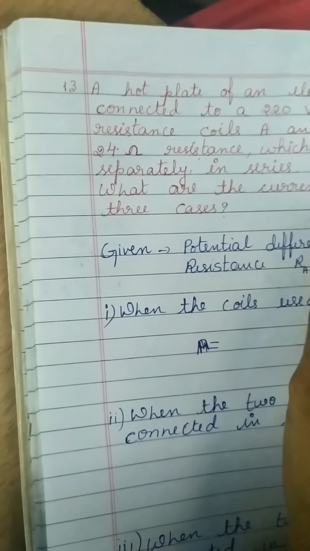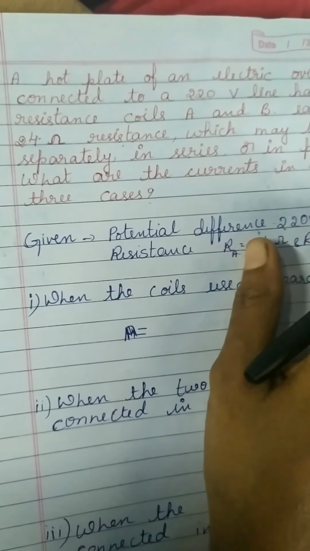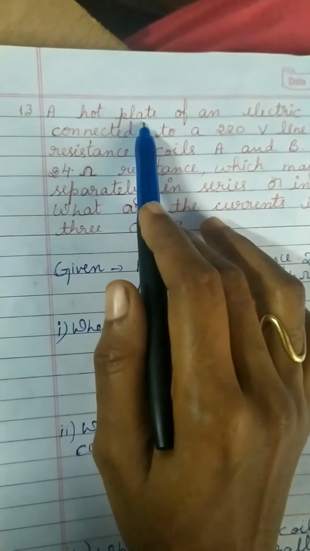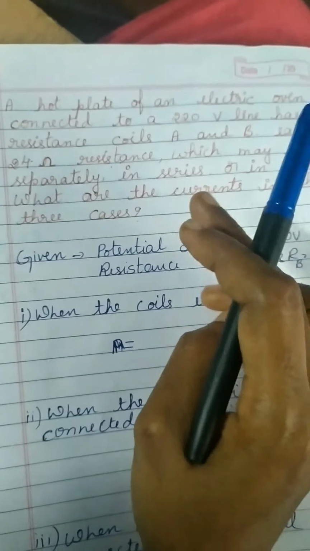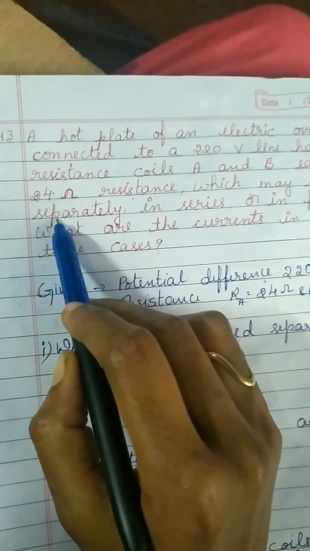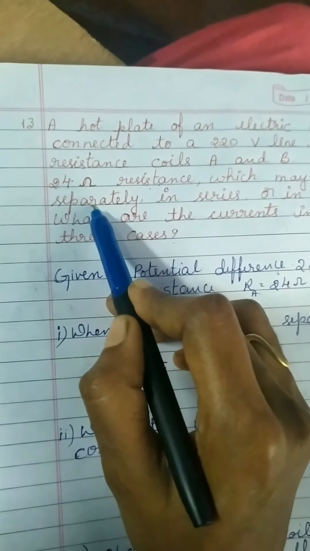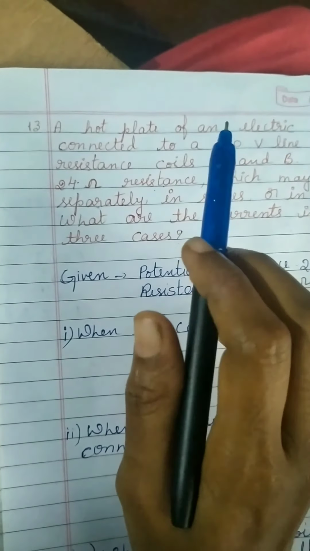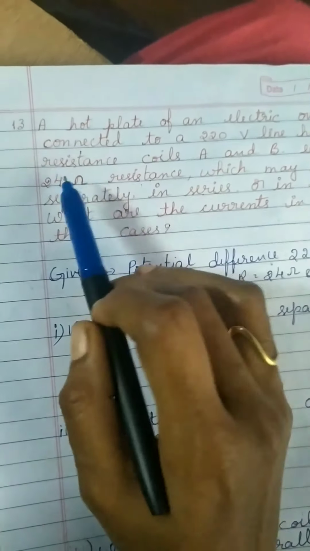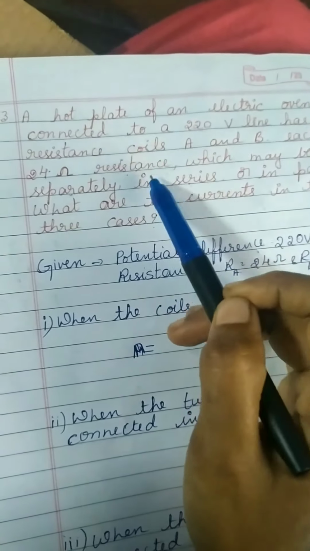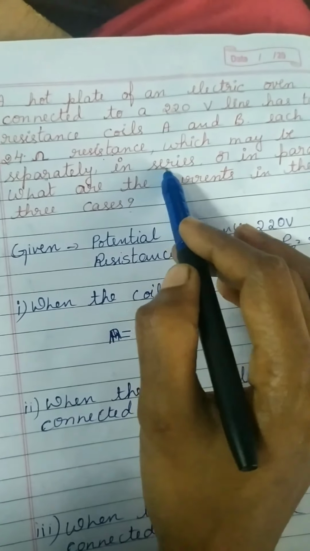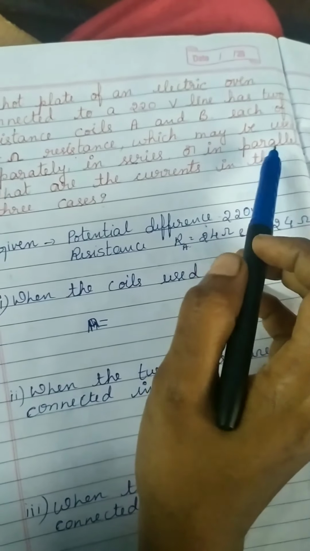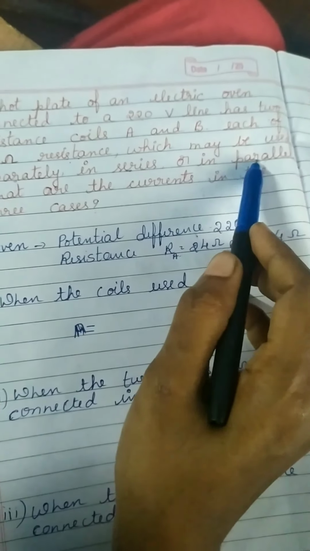Here you need to find the current drawn in this hot plate, but in the three cases. The first case is what? When the coils are used separately. See, both have the same resistance. So if you use any one R, it gives the current, right? Similarly, in the second case, both are connected in series. Then the third case, what? Both are used in parallel.